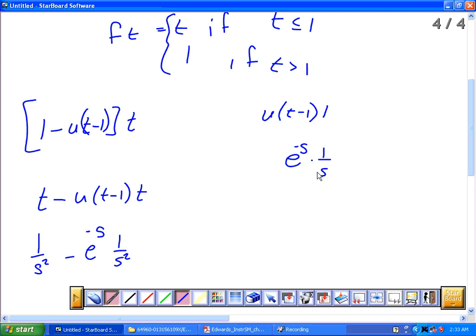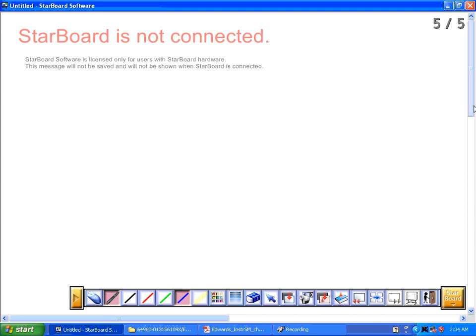Alright, so now here's the deal. All we have to do is combine these two guys together, because the Laplace transform says it's just this plus this. And so if you look at it, it's 1 over s squared plus, and I can take an e to the minus s out of both of these guys, and I will be left with 1 over s minus 1 over s squared. Okay? This will be my Laplace transform for that particular function. So that takes care of converting step functions.